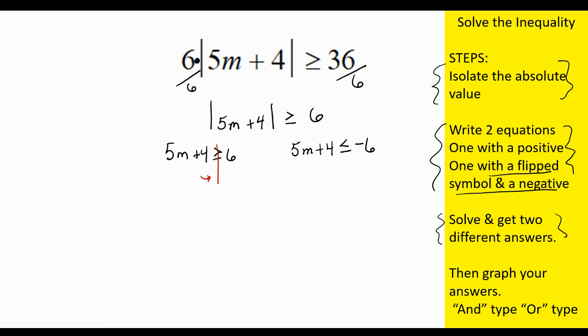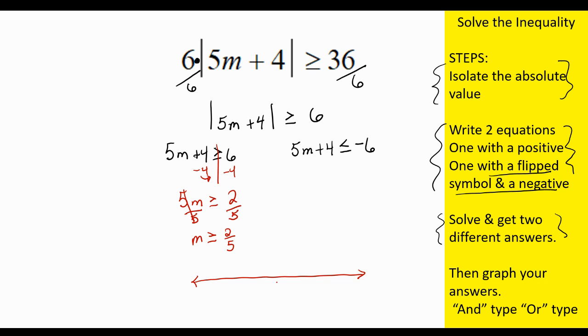So we would move the 4 over, so subtract 4. So 5m is greater than or equal to 6 minus 4, which is 2. And don't worry, this is just going to be a fraction answer. You divide by 5. So all the numbers greater than or equal to 2/5. So 2/5 is a decimal less than 1. 2/5 is less than 1, right? Because 5 out of 5 would be 1 whole.